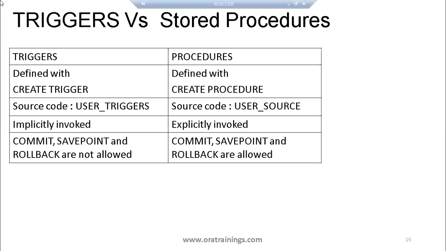Okay, and another important part: a trigger you cannot invoke explicitly. It can be invoked automatically only when an event occurs. For a procedure, you can explicitly invoke it. Okay, and you cannot write any commit, savepoint, and rollback in the triggers. Okay, and in a procedure, we can write them. Now coming to the next slide.